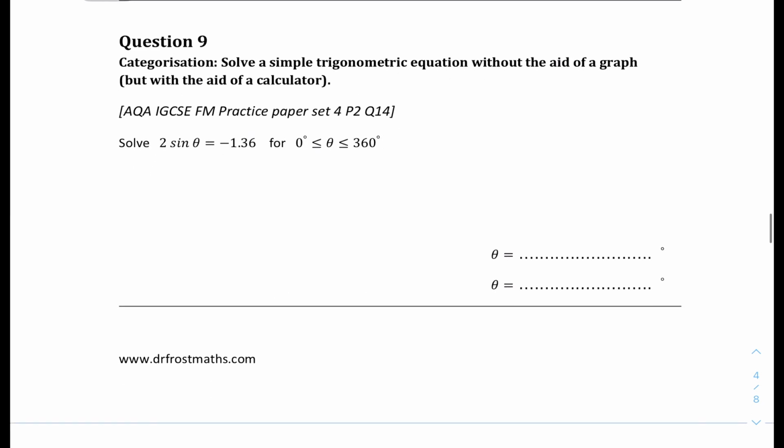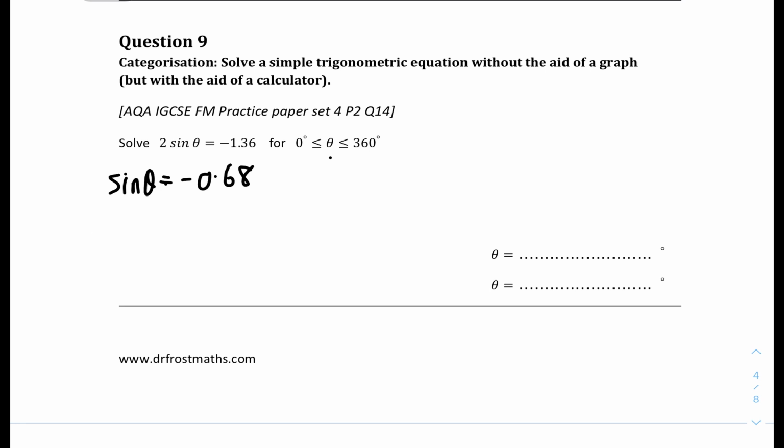In question 9, 2 sine theta equals minus 1.36, for theta between 0 and 360 degrees. Find theta. So we can divide both sides by 2 first. So sine theta equals minus 1.36 divided by 2, which is minus 0.68. And remember from last lesson, when we have a negative trigonometric equation, we can't just do sine inverse and get the answer. We will first get a base answer.